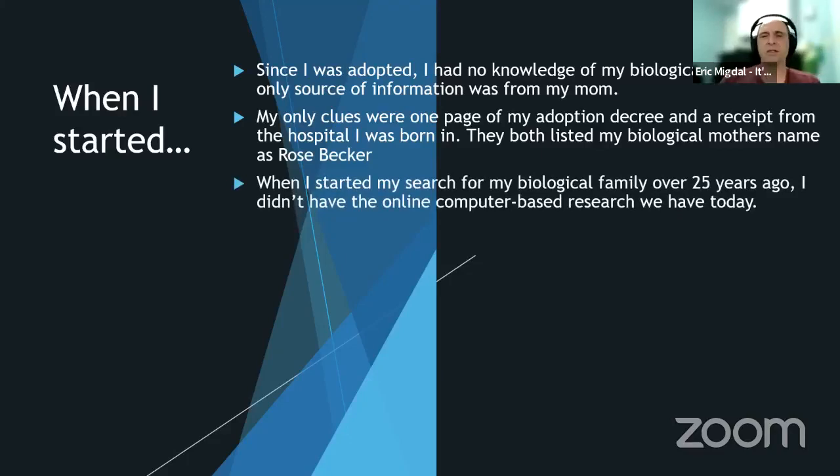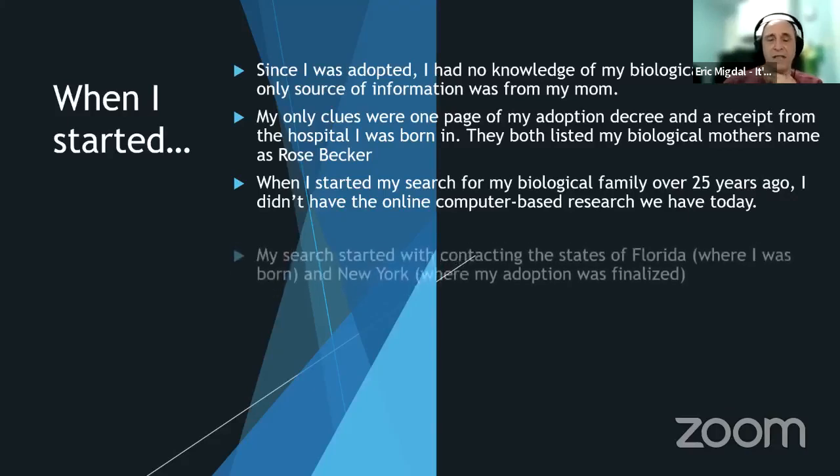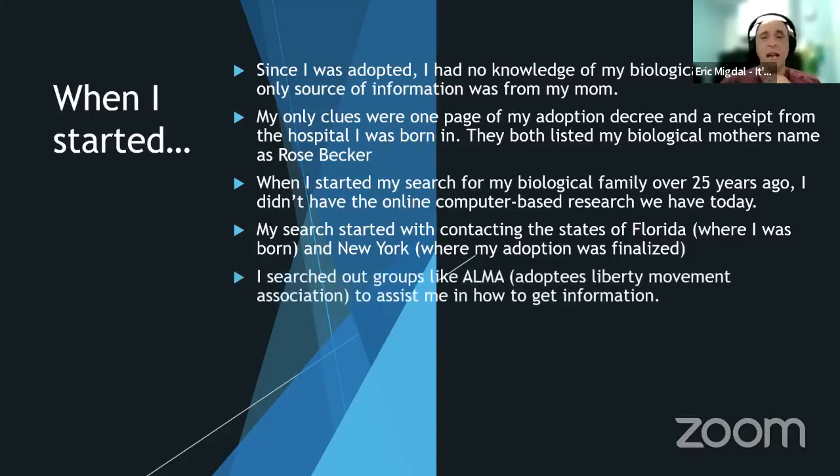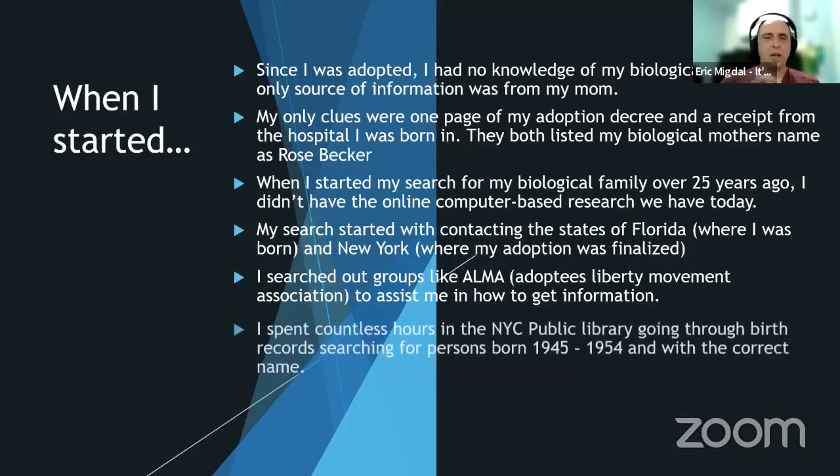When I started my search for biological family over 25 years ago, I didn't have the online computer-based research we have today. My search started with contacting the states of Florida, where I was born, and New York, where my adoption was finalized. I searched out groups like ALMA, the Adoptees Liberty Movement Association, to assist me on how to get information. They were the ones who taught me how to go to the library, look up microfilm, microfiche index cards with information on it.